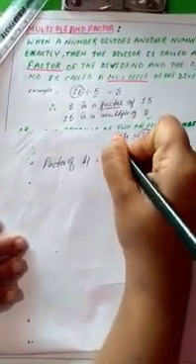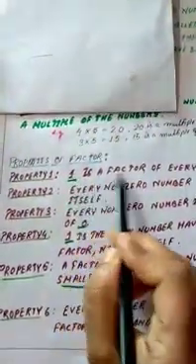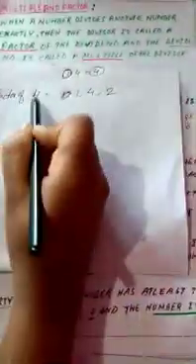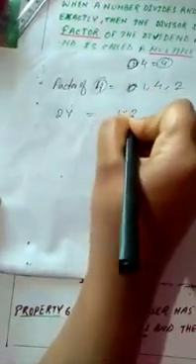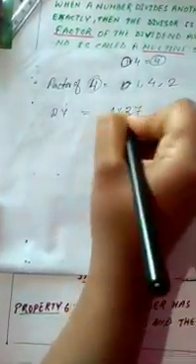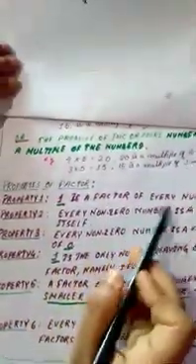So that means 1 is a factor of every number, so 1 is a factor of 4 also. If we take any other number, suppose 27, we can get 27 by multiplying 1 into 27. So as we have said, the product is 27, so 1 will be the factor. Alright, that means 1 is a factor of every number.